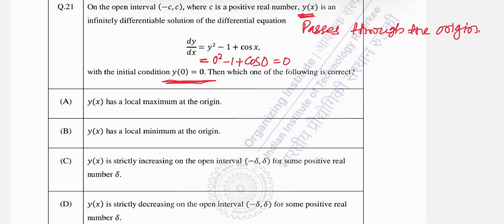It is neither positive nor negative, so it will not have either maxima or minima at the origin. So our option A is wrong. Similarly, option B is wrong.